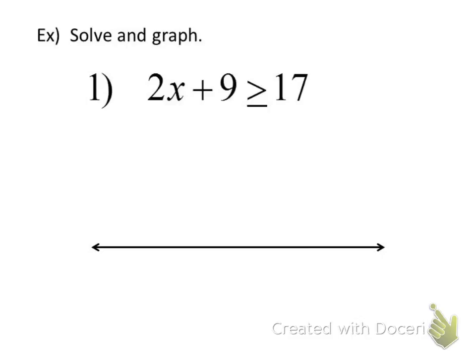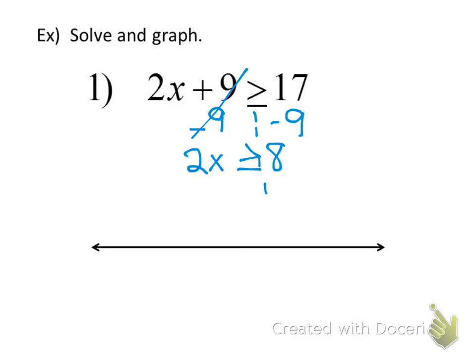Alright, problem number 1. Notice the directions say solve and graph, so we're going to have to do both on these. How should I start this one? Subtract 9. We want to undo addition and subtraction first. And you can draw your line of equality if you like. So minus 9 from the left side, minus 9 from the right side. The 9s are gone. I have 2x is greater than or equal to what? 8. Wonderful. Any questions on the first step?